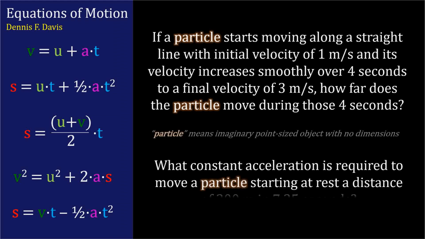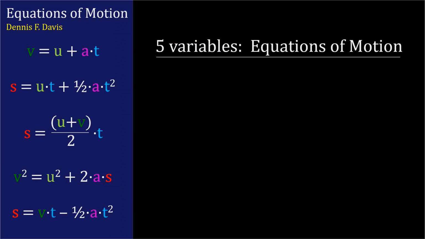Another example. What constant acceleration is required to displace a particle starting at rest 200 meters in 7.25 seconds? The equations of motion can be used to answer these questions and others like them. The equations reference only 5 variables, which I've color-coded in the left panel. If you've seen any of my other videos, you know I like to color-code things.